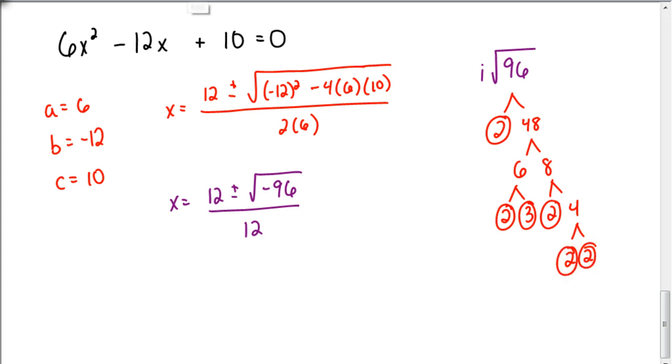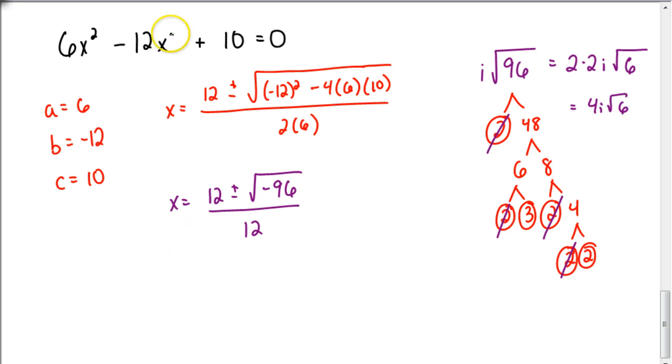So now for every 2 of the same number, I get to take 1 out. So here I have a pair of 2's. I'm going to take out a 2. I have another pair of 2's. Take out another 2, along with that i that we already took out. And the 2 times the 3, what's left over, we have to keep under the radical, so they're going to remain under the radical. So 2 times 3 is 6. So i times the square root of 96 would end up being 4i times the square root of 6. So that's what we have here.